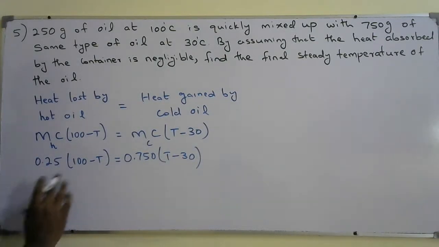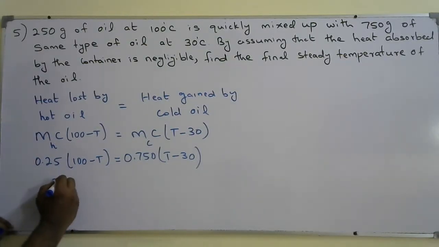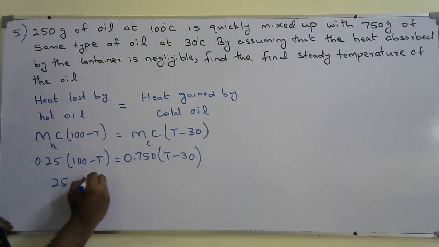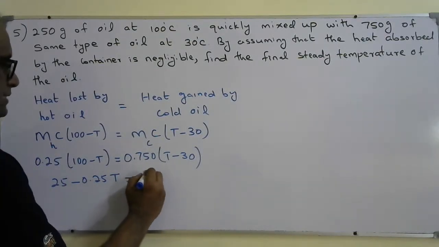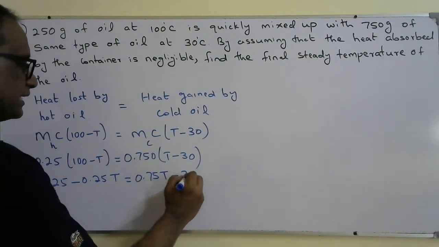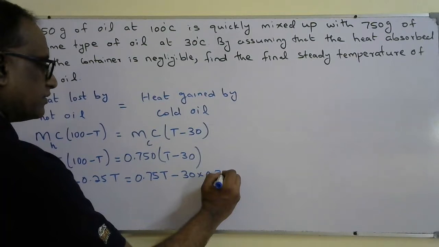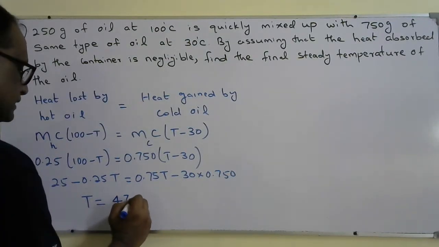Okay, both sides there are T. Solve it: 0.25 into 100, that is going to be 25, minus 0.25 T, equal to 0.75 T minus 30 into 0.750. Solve it. T, you know how to solve it, simple algebra. So solve it, you will get the final temperature 47.5 degrees Celsius.